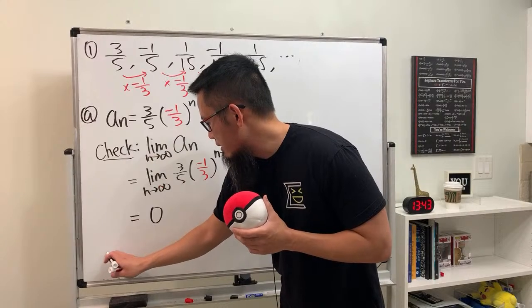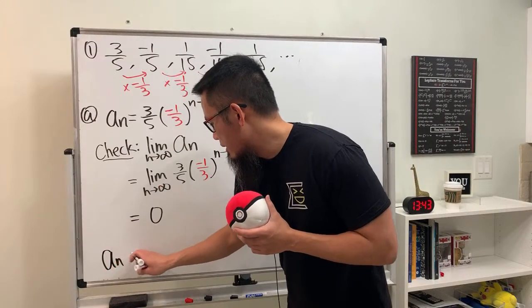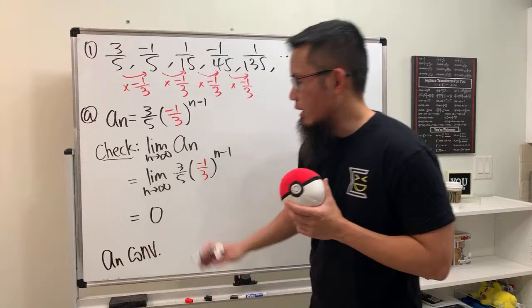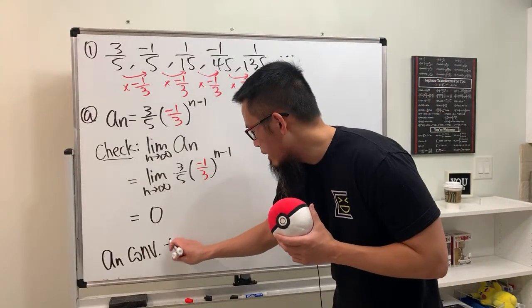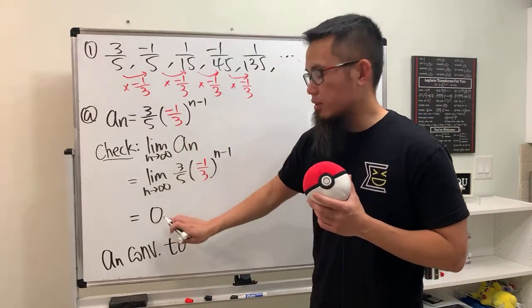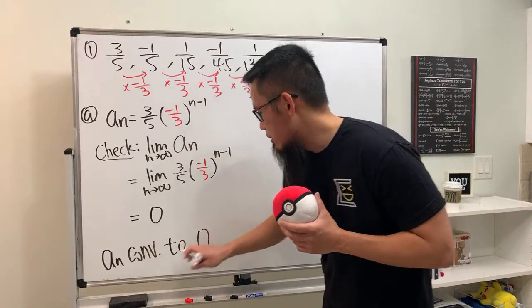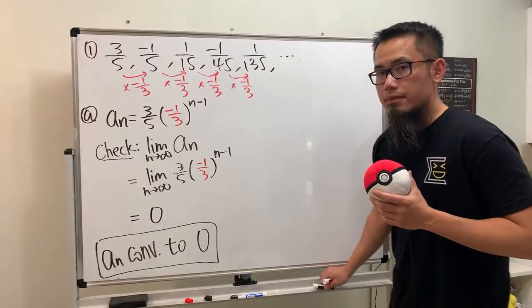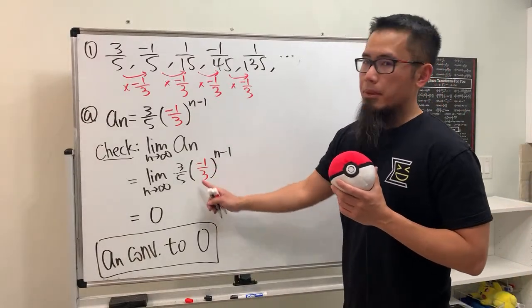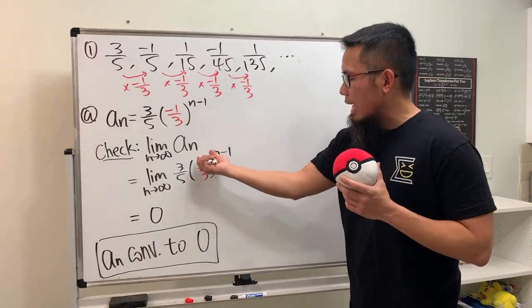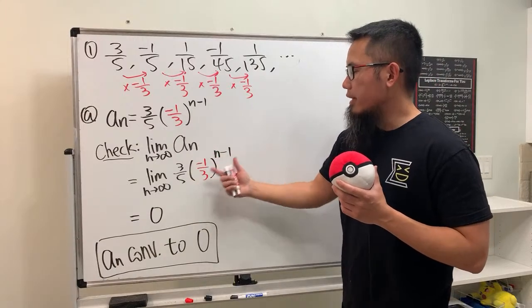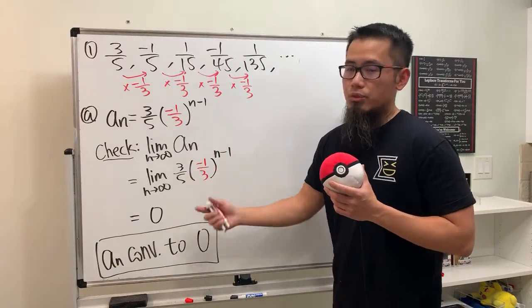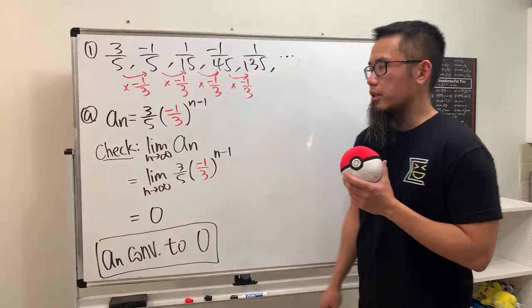So therefore, the answer is that yes, a_n converges. a_n converges, and we can actually say a_n converges to 0. So this will be the answer for that. Again, always pay attention to the common ratio. If the common ratio has an absolute value less than 1, then you can just go from here to 0. And this is a constant, so it doesn't really matter that much.